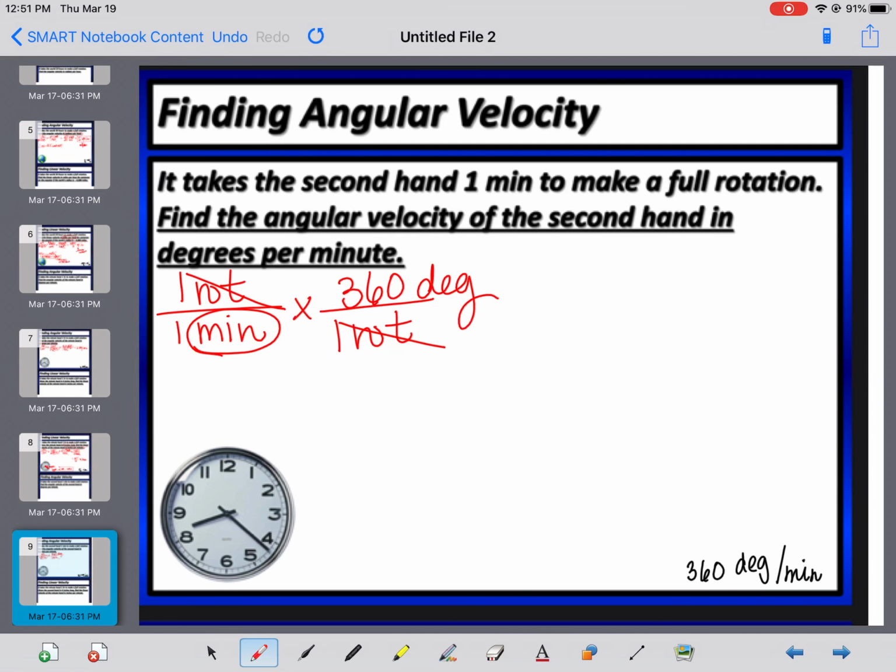Okay, make sure that those units cancel. Make sure you're canceling them out on your paper. So now we're left in degrees. So 360 degrees per minute is my angular velocity here.